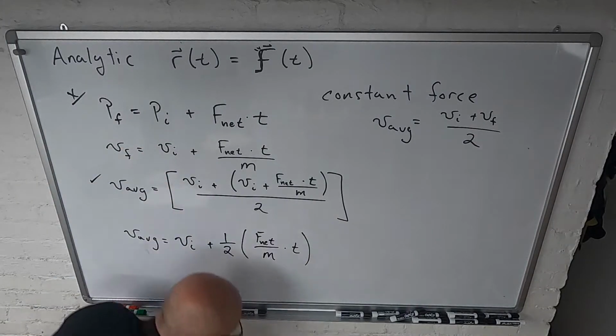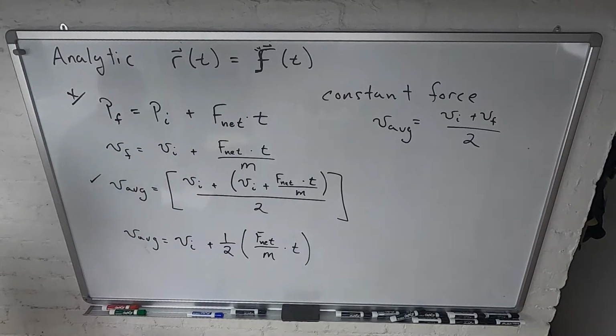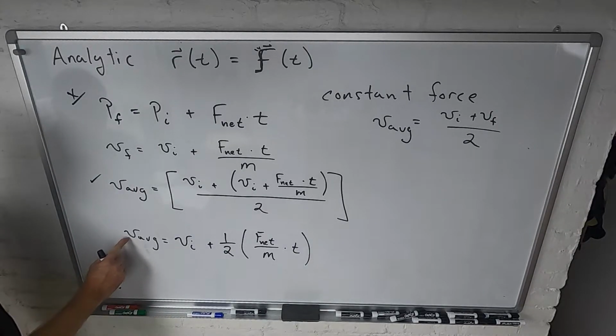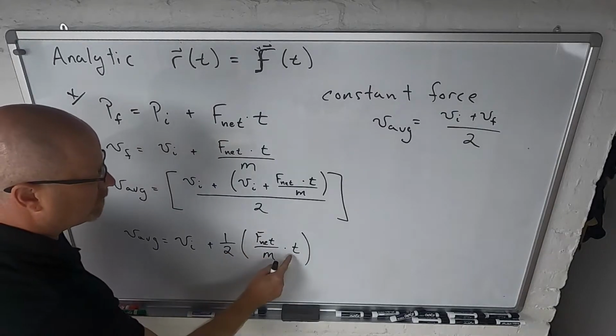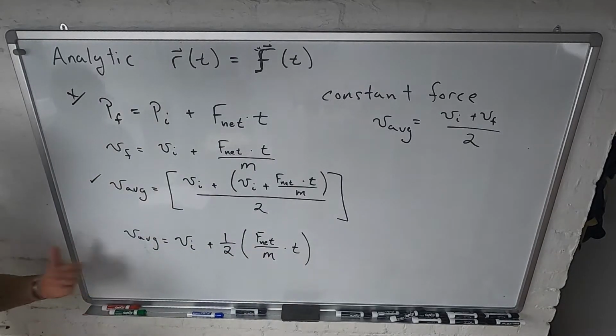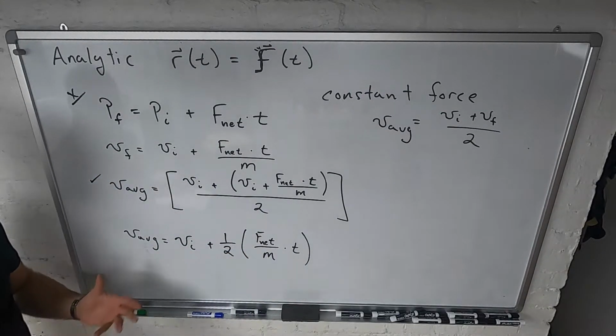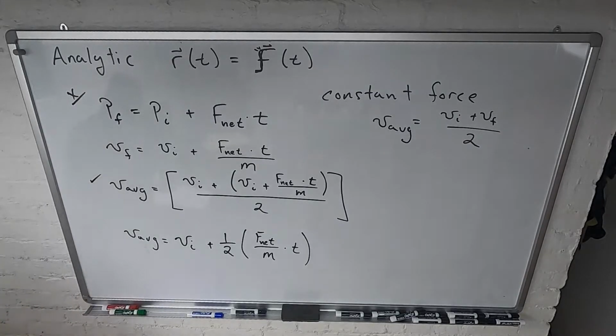Okay. I want to drop any M's. So the V average is now V initial plus 1/2 F net over M times T. That's an analytical solution for the average velocity.